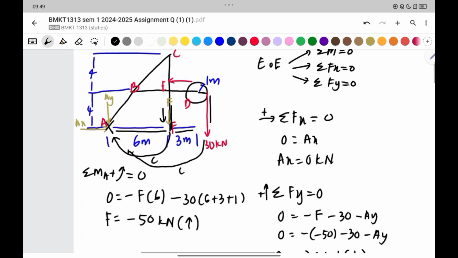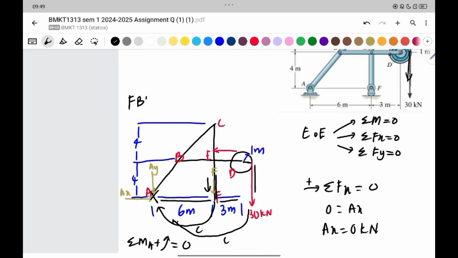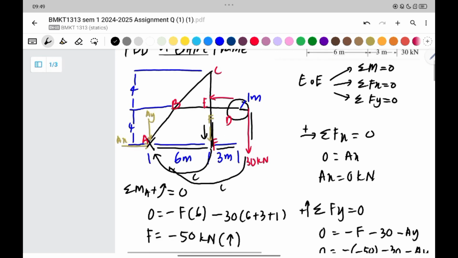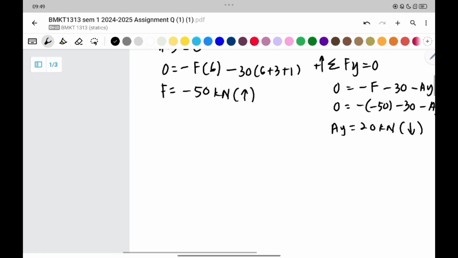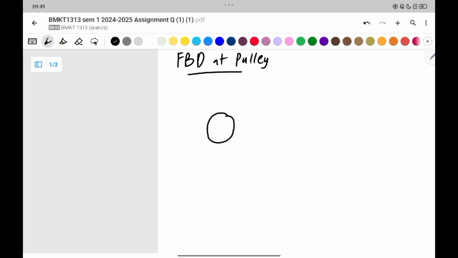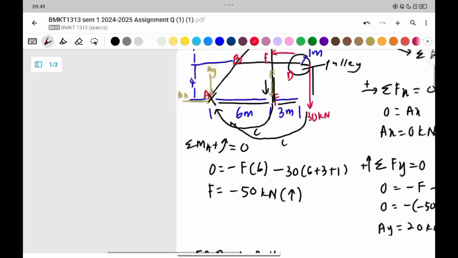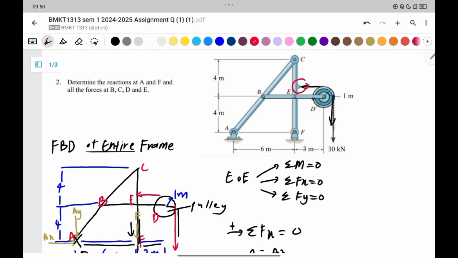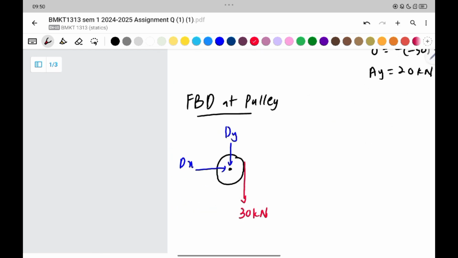Next, we need to draw the free body diagram of the entire frame. Then we need to do the free body diagram for this, which is what we call a pulley. So, the free body diagram at the pulley. The pulley is a circle. The values are dx and dy. We know that there's a force here, 30 kilonewton. Because it's a pulley and it's tied up here, the force is also acting there, and it will act like this.